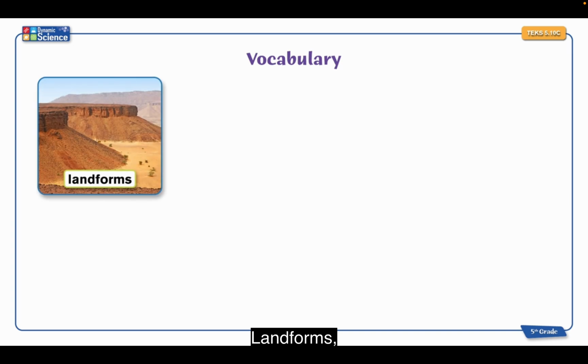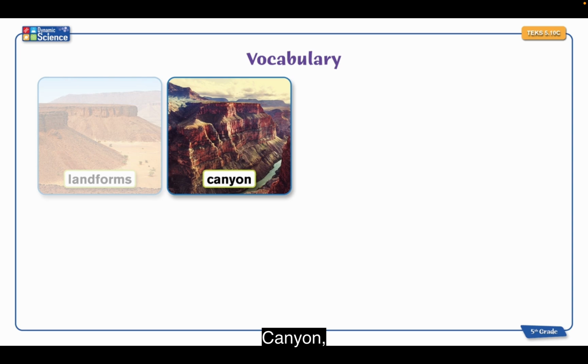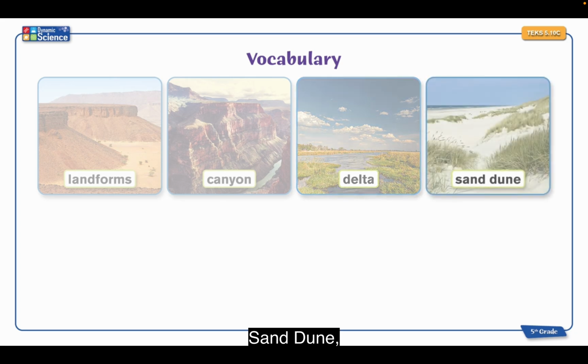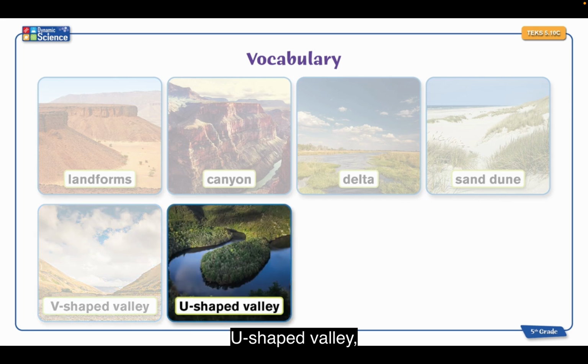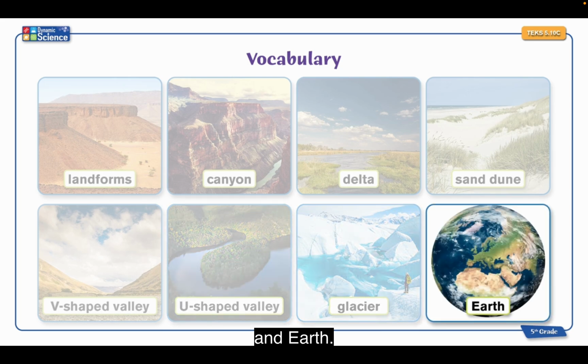Landforms, canyon, delta, sand dune, V-shaped valley, U-shaped valley, glacier, and Earth.